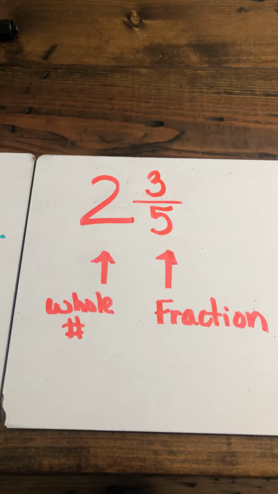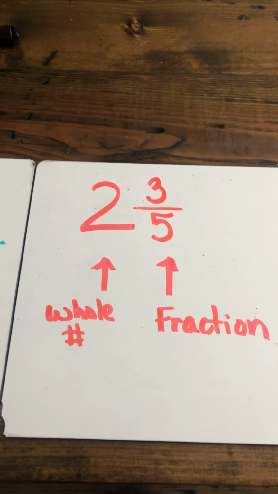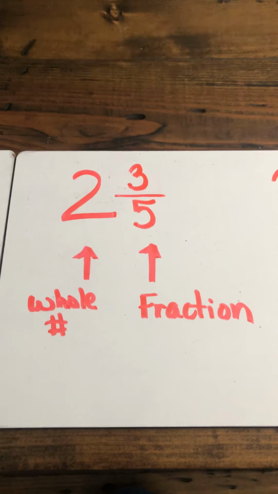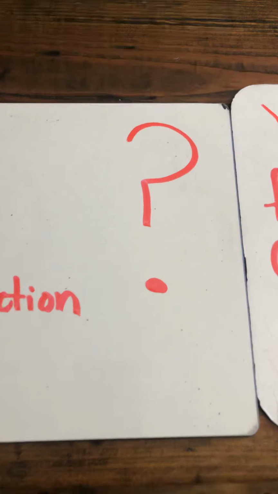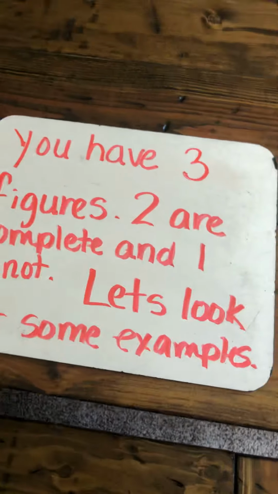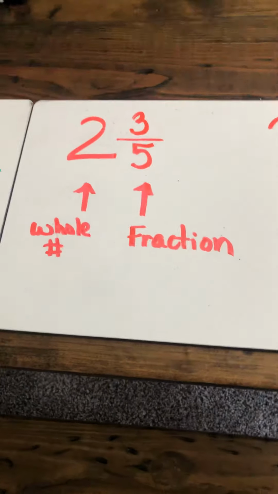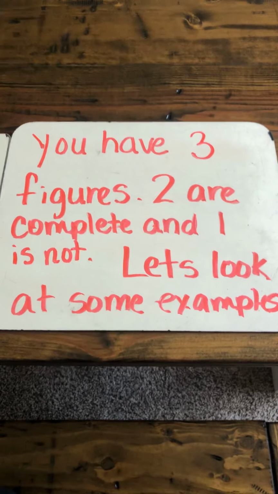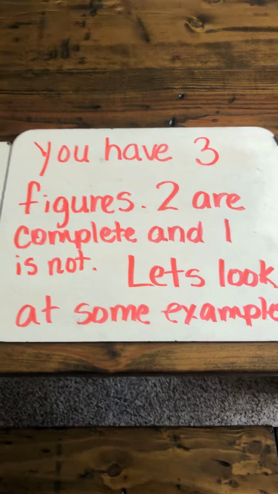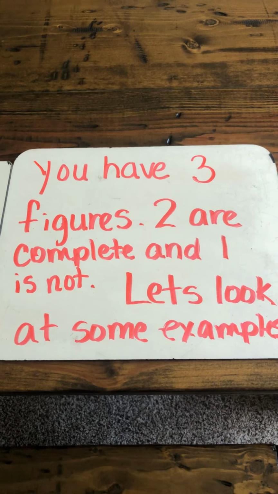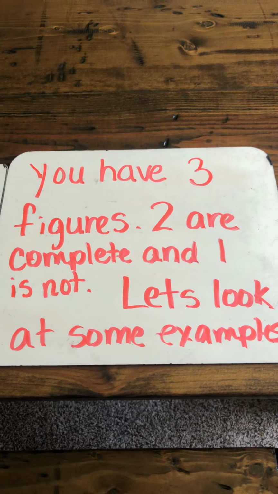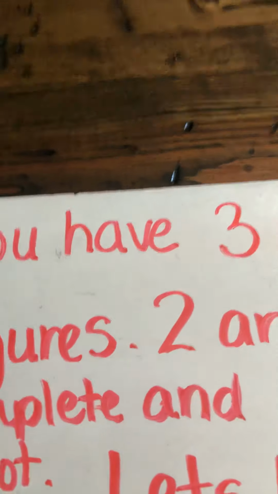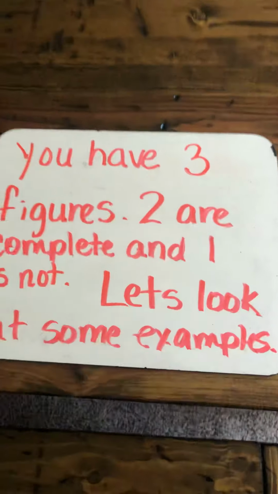Now, the whole number could be any whole number, and the fraction could be any fraction. It depends on what the picture is or what we're talking about. So what exactly does that mean? It basically means you have, in this particular problem, 2 3/5. It means you have 3 figures. 2 of them are complete, meaning they're completely shaded in, and 1 is not. So let's take a look at some of these examples of mixed numbers, and let's see how we do.